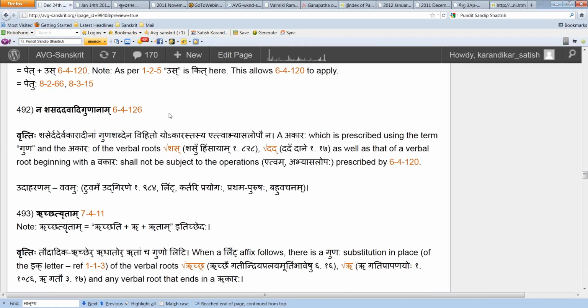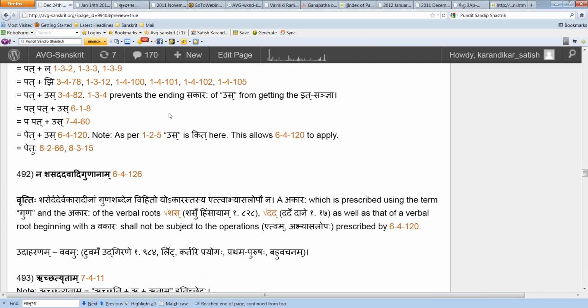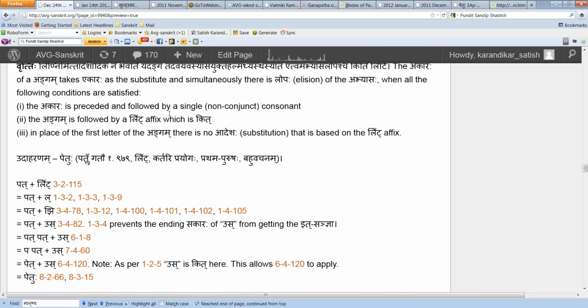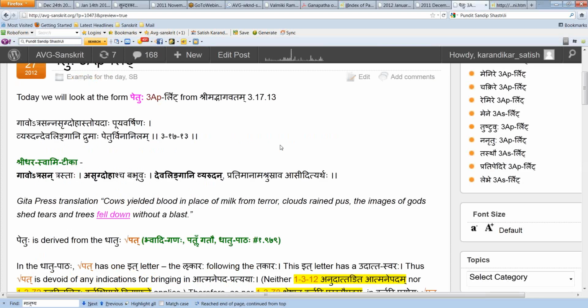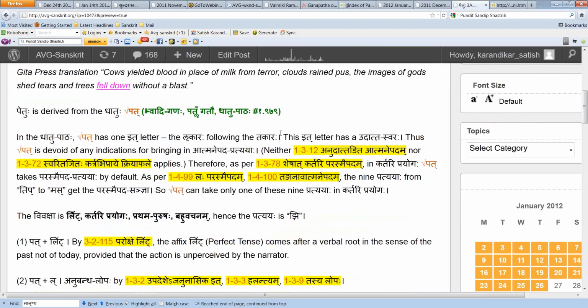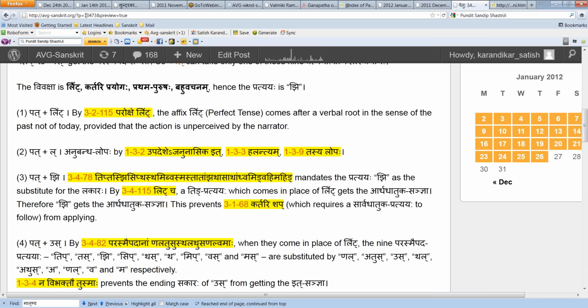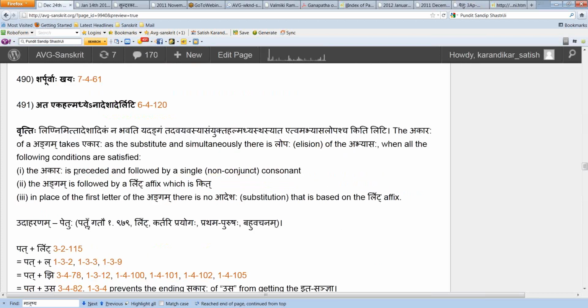Last time we looked at an important sutram, for which we got many examples in the last couple of weeks, which is 6.4.120, ata ekahal madhyen adesh ader liti. So, for example, here we have an example of petuhu, which was the daily example on the 27th. We have been applying that sutram, and the conditions for it to apply were that we should have an akara which is preceded and followed by a single consonant. Single means non-conjunct consonant. So ekahal madhye.